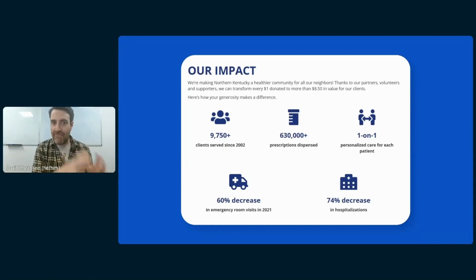They work to provide free medication for chronic illness to people who can't afford them, specifically in Northern Kentucky. And they do a really lovely job of not only highlighting things like clients served and prescriptions dispensed, but also the outcomes of those clients receiving proper medication and care. Right? They share a 60% decrease in emergency room visits and a 74% decrease in hospitalizations. Those are really compelling outcomes and clearly show their work is making a meaningful difference in the community.